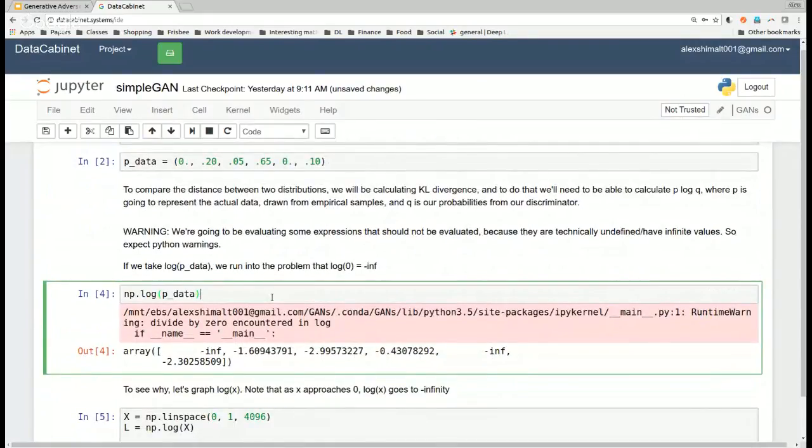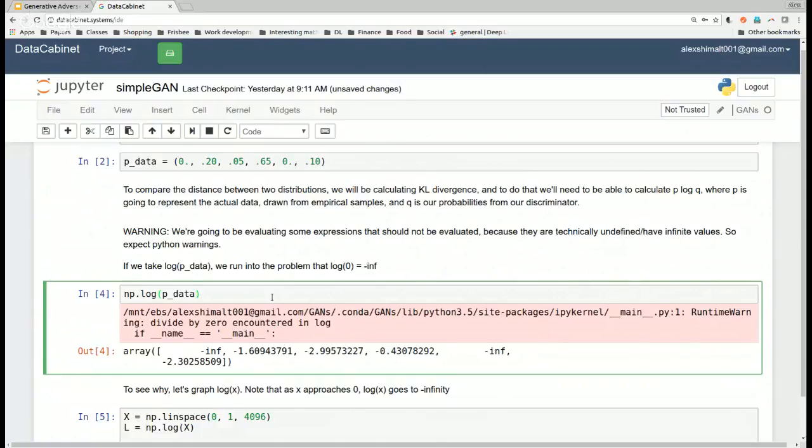What you want to do as a GAN is calculate, you have 2 probability distributions: the probability distribution of your generated data, and the probability distribution of your real data. You want to compare the distance between these probability distributions. The natural way that we do this in data science is to calculate the KL divergence.